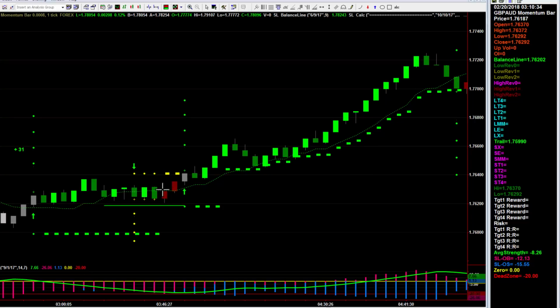The trade plan goals and the rules kept us in the long trade for this beautiful long. All right, so let's go to the U.S. session.